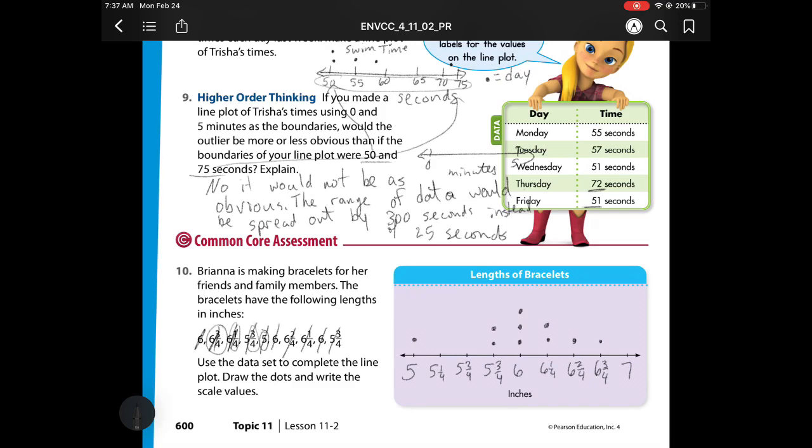So we've used the data to complete the line plot, draw the dots, which we did, and write the scale values. So my scale is what? So scale is what are we counting by? Well, to get from one to the next, I'm counting by a fourth. So my scale value is 1/4 of an inch. All right, that's it.